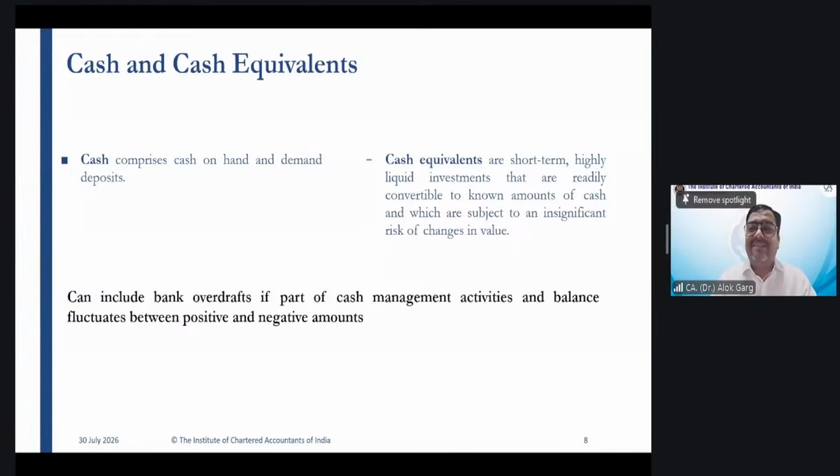Now we are discussing the last line item of the statement of cash flow, which is cash and cash equivalents. What is meant by cash and cash equivalent? Cash means very simple, the money which you are having. Cash comprises cash on hand and demand deposits, right? Money lying in your bank account, whether it is a cash or a cash equivalent. Money lying in your bank account is a cash.